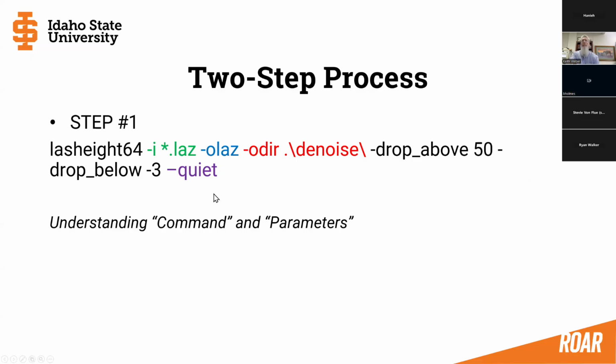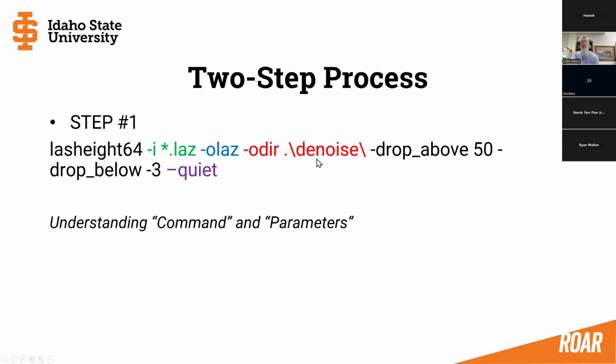All of these are parameters, and I purposely put them into different colors so you can differentiate one parameter, input, output format, output directory. We're going to write this as a subfolder called the denoise folder, because that's what we're doing. We're using LAS height to denoise or filter the LAZ files, to get rid of those birds and that kind of stuff that otherwise kind of messes up our DSM. By the way, this folder has to exist before you execute this command. It will not make the folder for you.